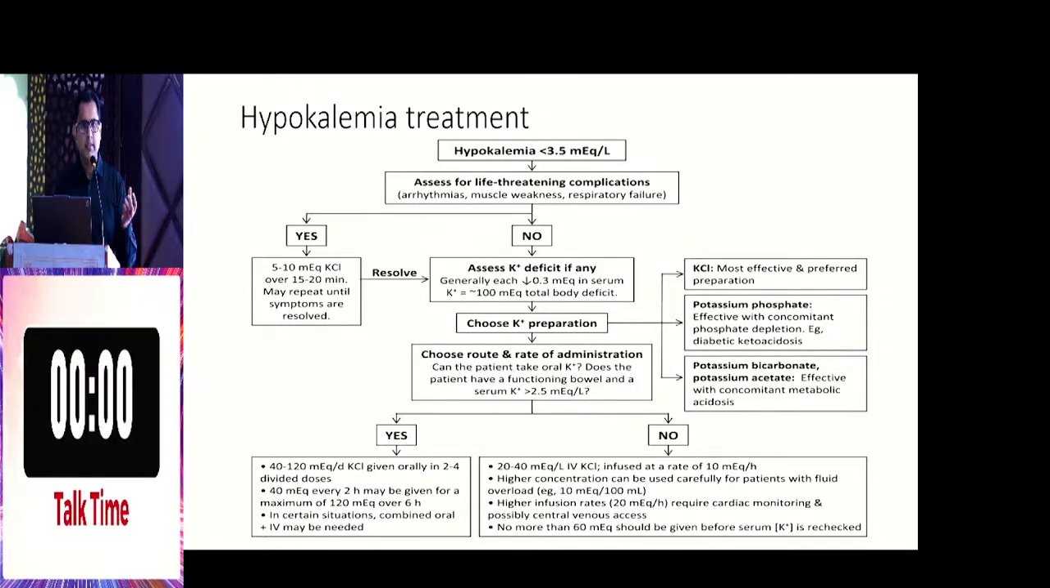So, if you give 10 ml of Potklor, it provides 15 milliequivalents of potassium to the patient. So, depending on the patient's oral intake, and if the patient's bowels are functioning and the serum potassium is more than 2.5, then you can use the oral. Otherwise, you can use the IV potassium in such cases. IV potassium, the correction rate should not be more than 10 milliequivalents per hour.